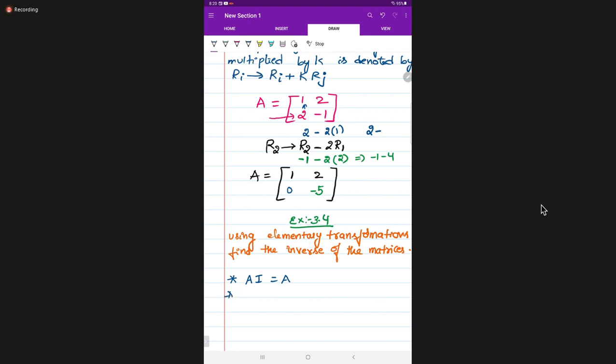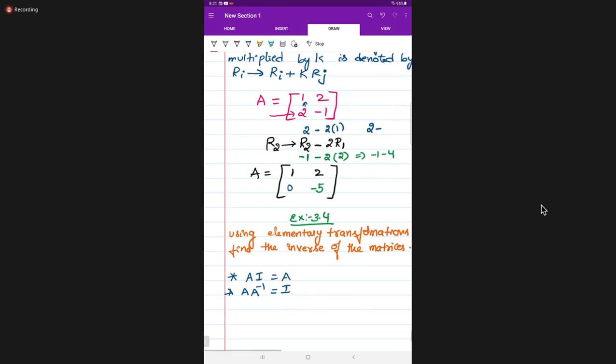Next, please respond, students, all of you. A into A inverse is equal to I. All of you know, any doubt here? A into A inverse is equal to I. Okay.